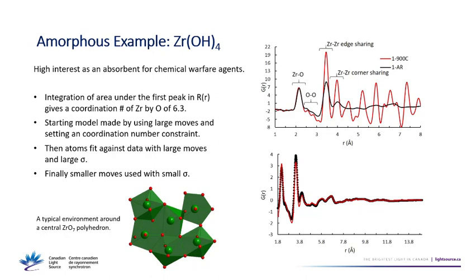And why are there two peaks for the zirconium, edge sharing and corner sharing? Oh, because the zirconium polyhedra can be connected either by sharing corners or sharing edges. And you get 2 distinct differences. If they share an edge, then the zirconium tend to be closer to each other. That's what this first peak is. It's the edge sharing ones.